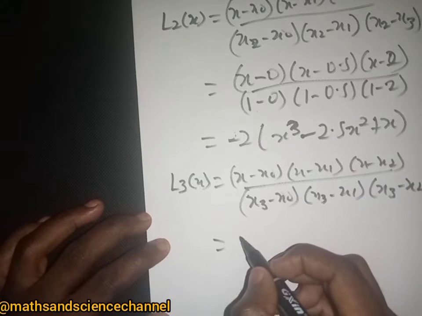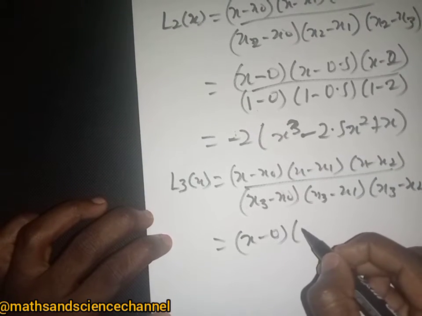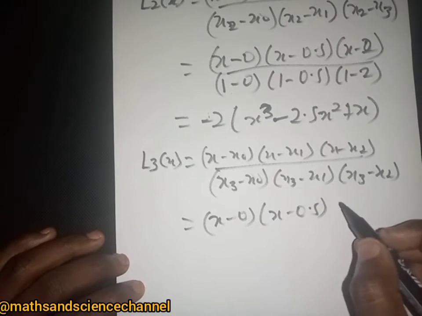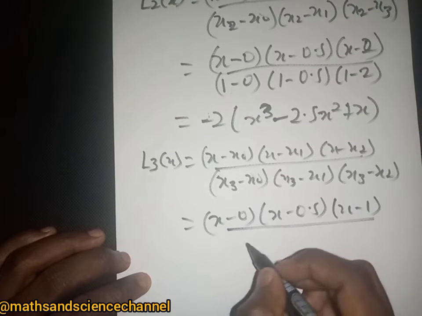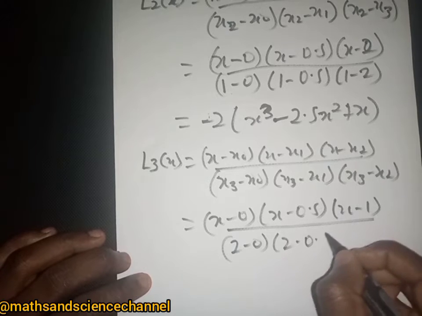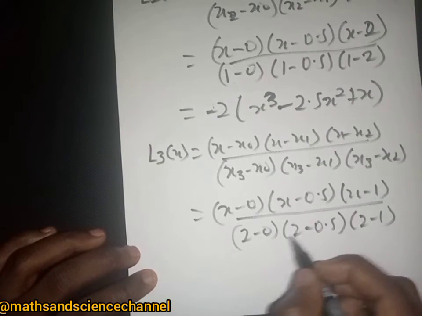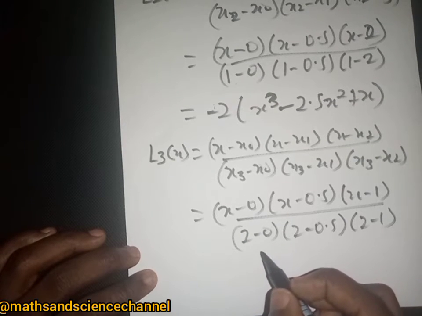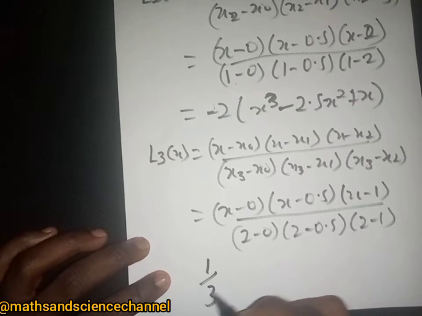So when we substitute in the values, x minus 0, then we have x minus 0.5 here, then also x minus 1 being divided by 2 minus 0, 2 minus 0.5, then also 2 minus 1 here, and we'll compute the denominator. We are just going to get 3, right? We are going to get 3, but it will be 1 over 3 here, right?